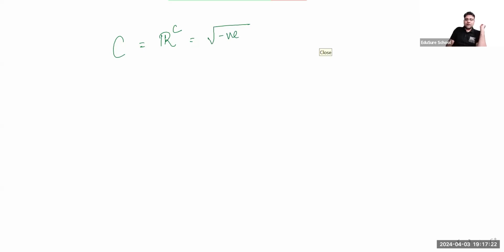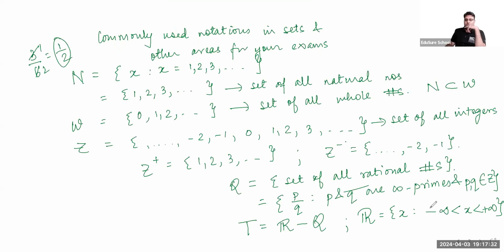0 will not be a part of the positive or the negative integers. 0 is a part of only Z. 0 is a part of whole numbers. Unless otherwise specified, if they say the set of all positive integers, it starts with 1. The set of all negative integers ends with -1.